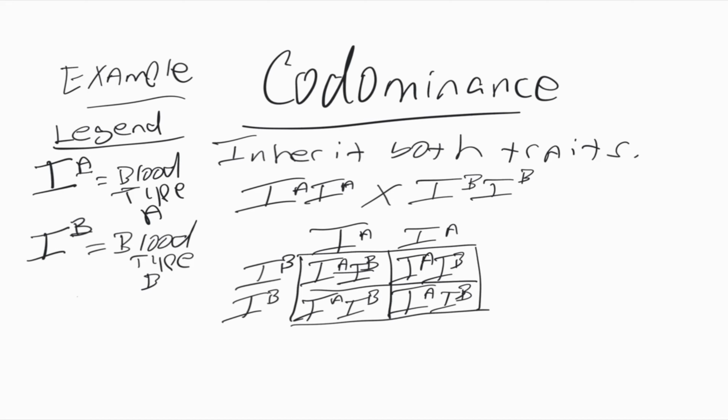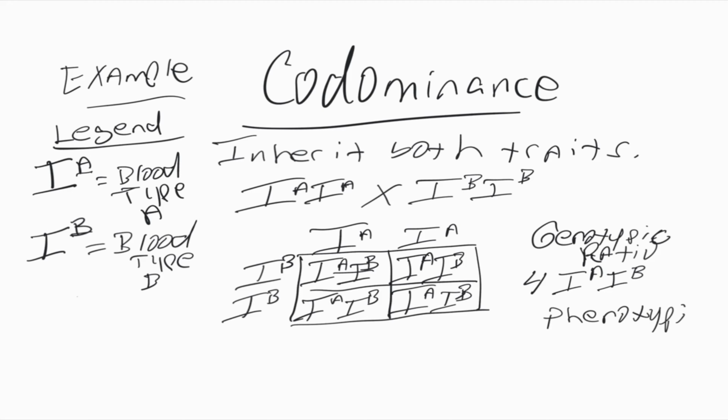Okay, guys, look at your genotypic ratio. You have 4 that are capital IA, capital IB. And then your phenotypic ratio, you have 4 that have capital IA, capital IB. That's 100% with the AB blood type.